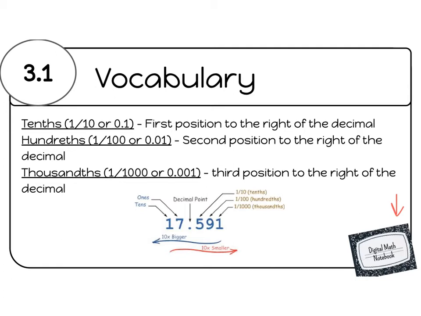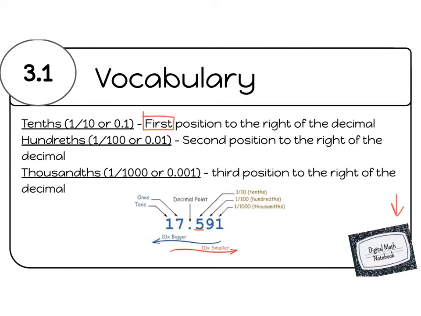Our first vocabulary word is the word tenths. The tenths is this place right here. It is the first position to the right of the decimal. It can be written as a fraction, 1/10, or as a decimal, 0.1.